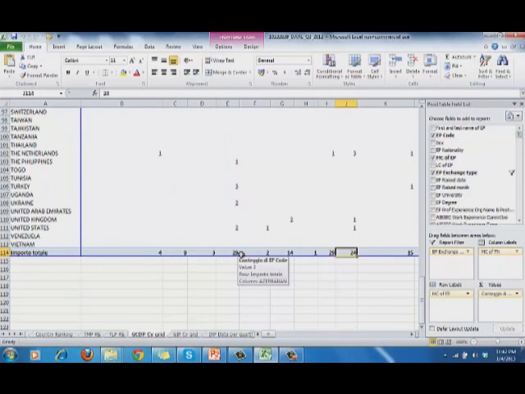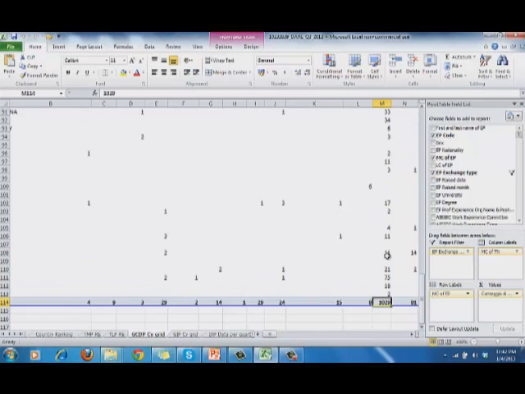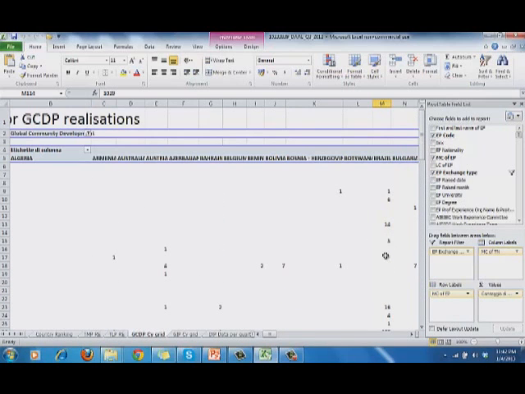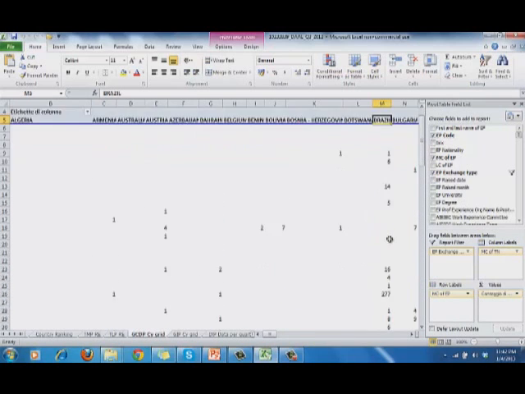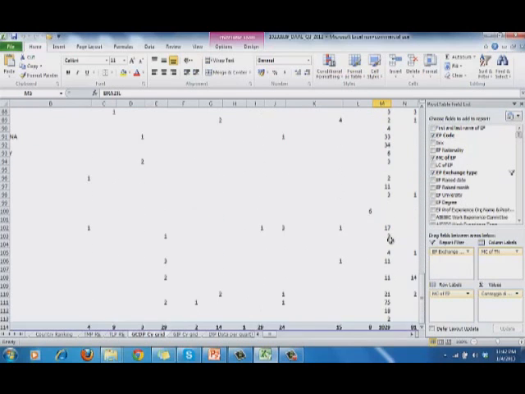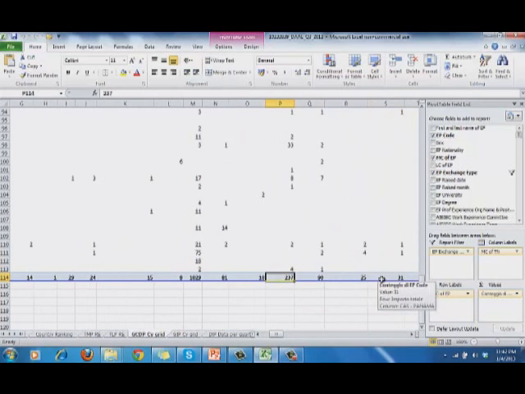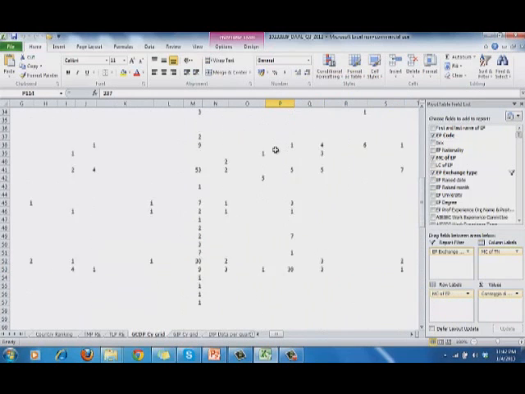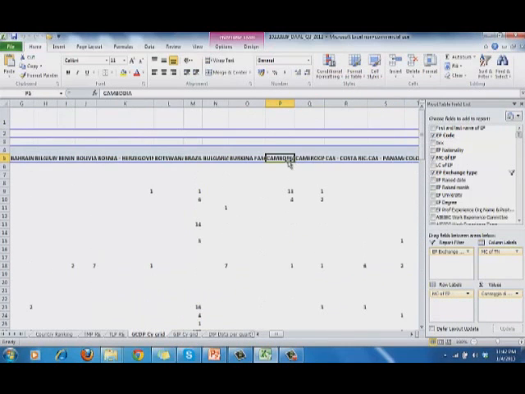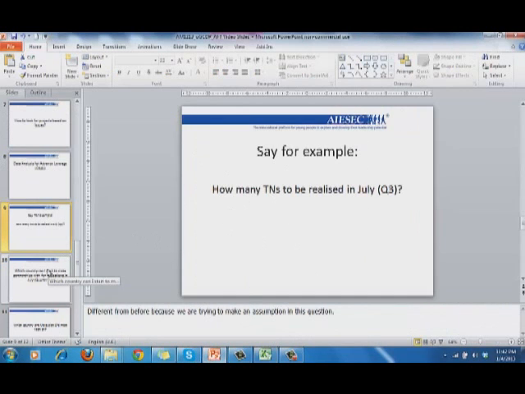To see their numbers and do some analysis, like 1,000 GCDP realizations during this period, this could really mean something. And we could actually look into Brazil, for example, during quarter 3, so that we could make an assumption and see that we have a sum of TNs coming from Brazil. About 200 over here, we'll just see what it is. It's Cambodia. So that's another place we could look into. Alright, so we roughly know the TNs that will be realized in July.